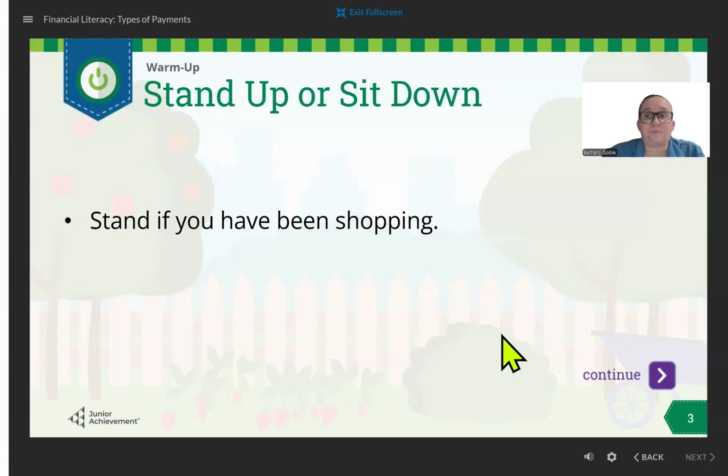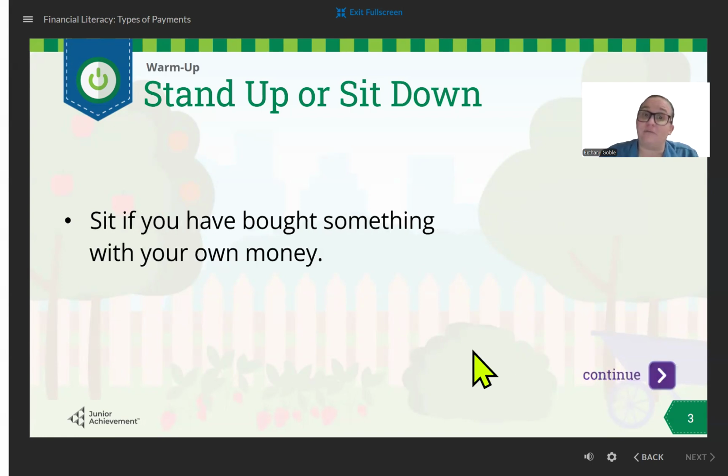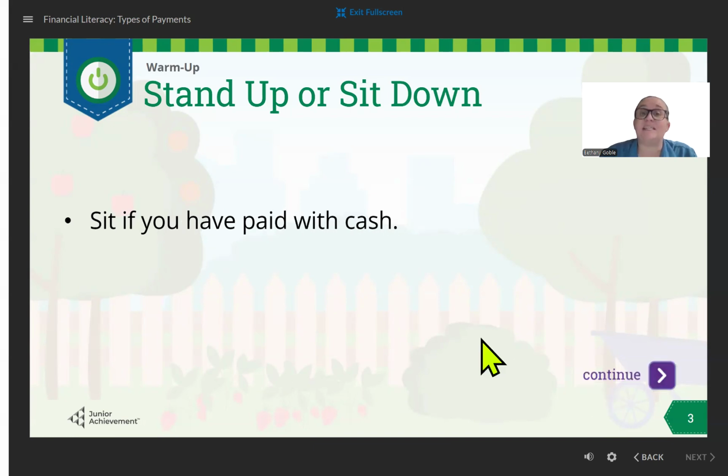Stand up if you've ever been shopping, grocery shopping, shoe shopping, stand up. Okay, now sit down if you've bought something with your own money, whether it was $1, $10, but it was your own money. All right, sit down if you've ever paid anything with cash. It could have been mom told me to put $20 on gas pump number two. You paid the man with cash.